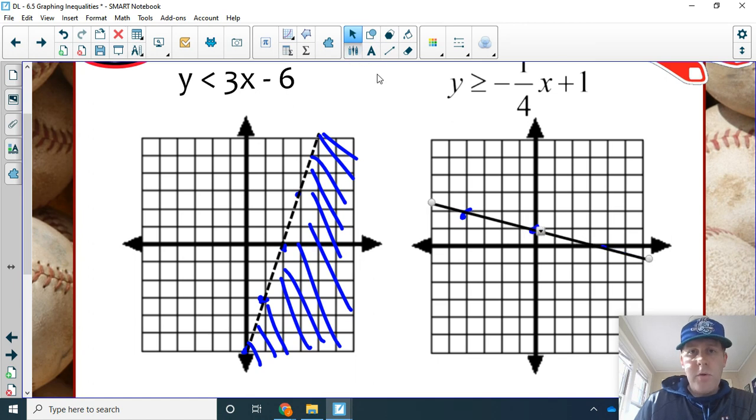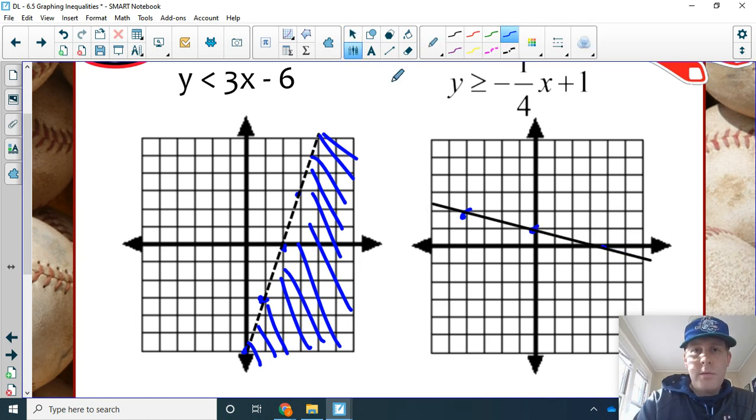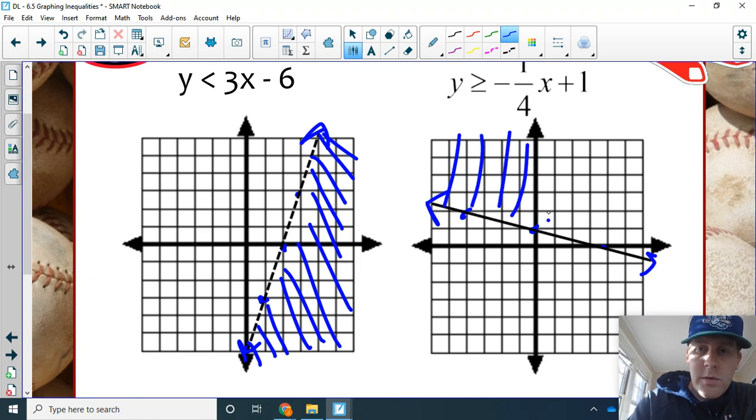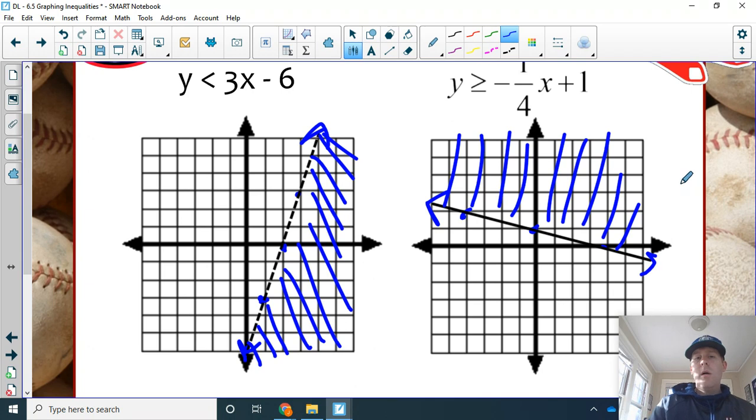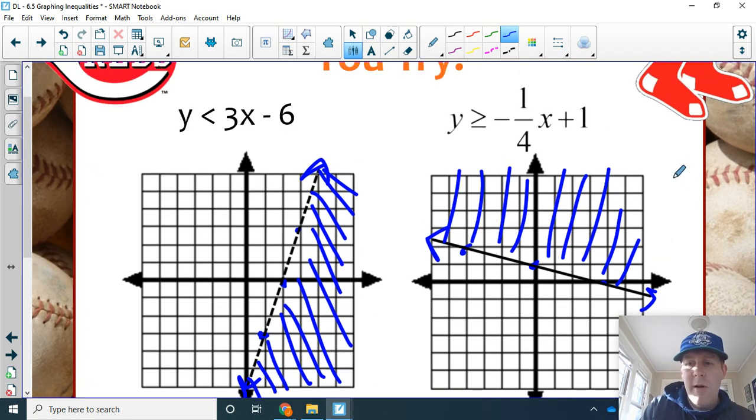Let's put arrows on both sides, like I should have done for the first one too. And y is greater than or equal to, which means we're going to shade above our line, so this region over here. All right, so that's it for graphing.